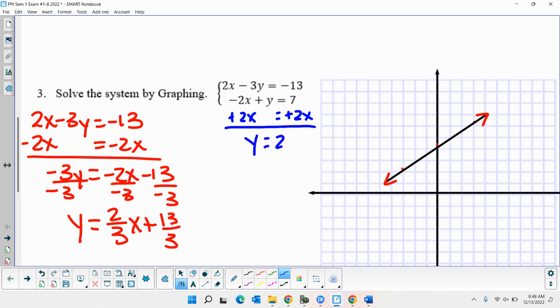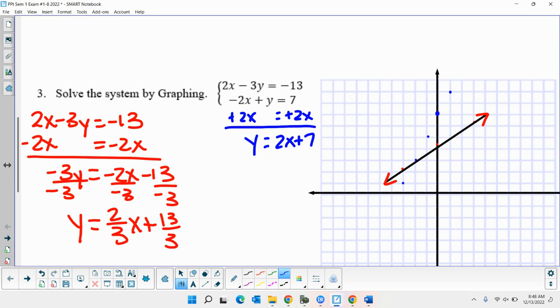So y equals 2x plus 7. We good on getting y by itself? Brett, you good? I knew you would. Okay, so 7 is my y-intercept. So what is that? 4, 5, 6, 7. Go up 2 and over 1, down 2 and over 1.